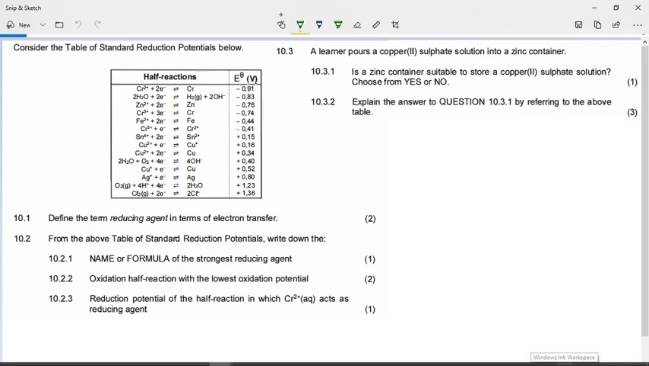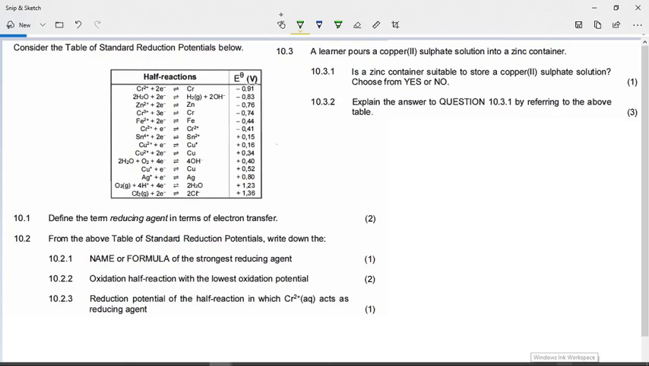Now, consider the table of standard reduction potentials below. This looks pretty standard. It looks like your table B, or part of table B, because remember, table B starts with a negative number at the top and ends with a positive number at the bottom. Table A is the other way up. They are checking to see whether you actually understand that table.